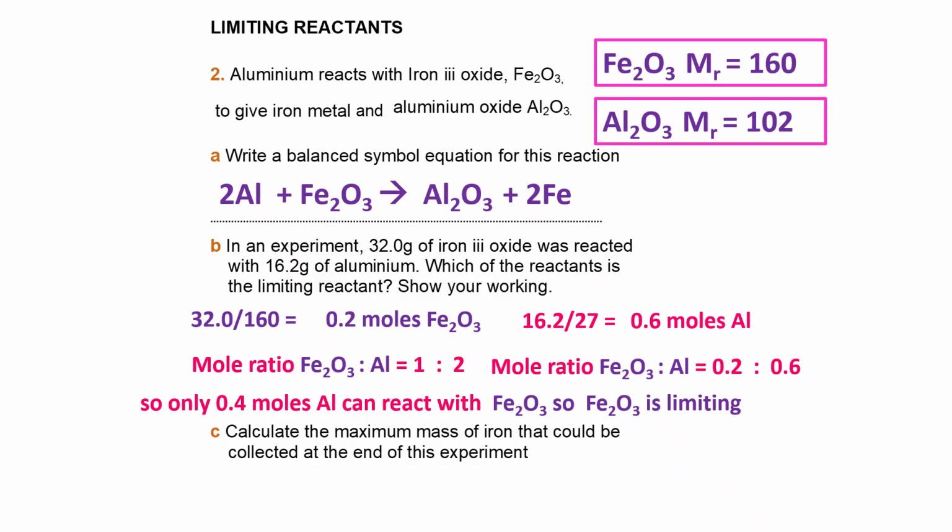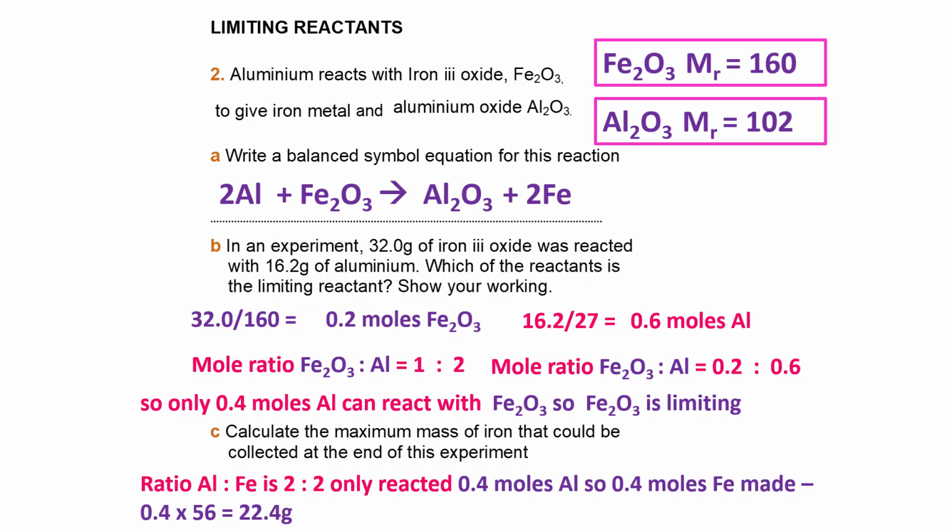Maximum mass of iron that can be made. Okay, well, aluminium to iron is 2 to 2. We've only reacted 0.4 moles of aluminium, so 0.4 moles of iron is made, and 0.4 times 56 is 22.4.